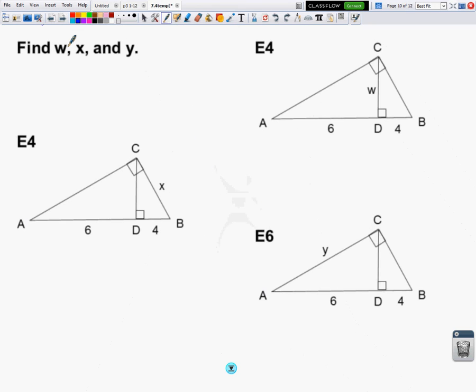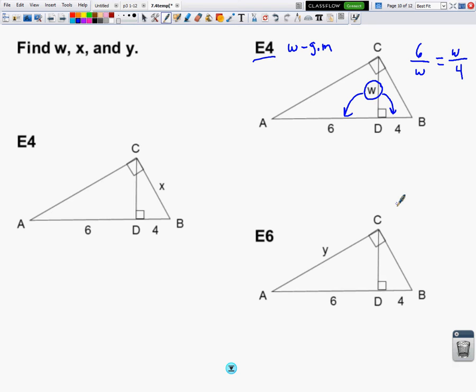So let's take a look at what it looks like when we put numbers in it. Okay? 2 number 4s. Don't know why. But we're going to do this number 4 first. What is W in this problem? W is a geometric mean. If it's a geometric mean, when I go to set up my proportion, what does that mean? It goes in 2 places. What is it a geometric mean between? 6 and 4, the 2 parts of the hypotenuse that it created.